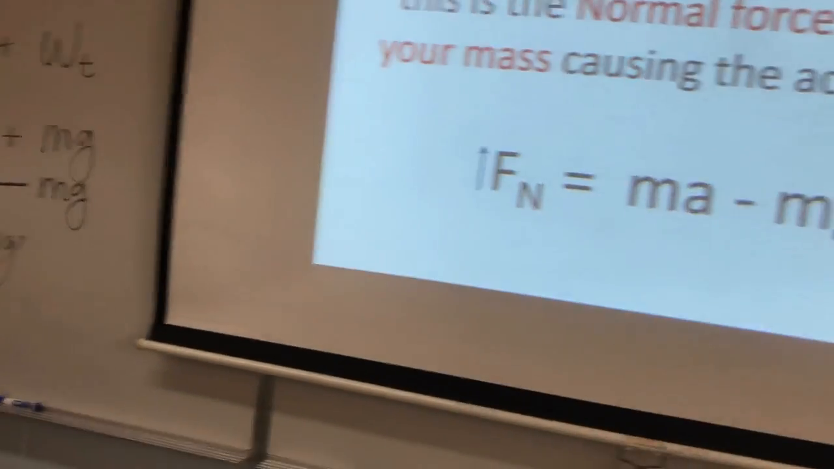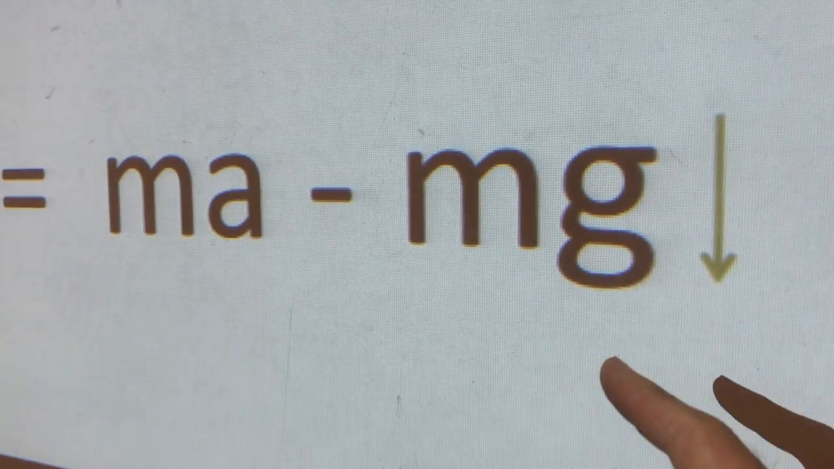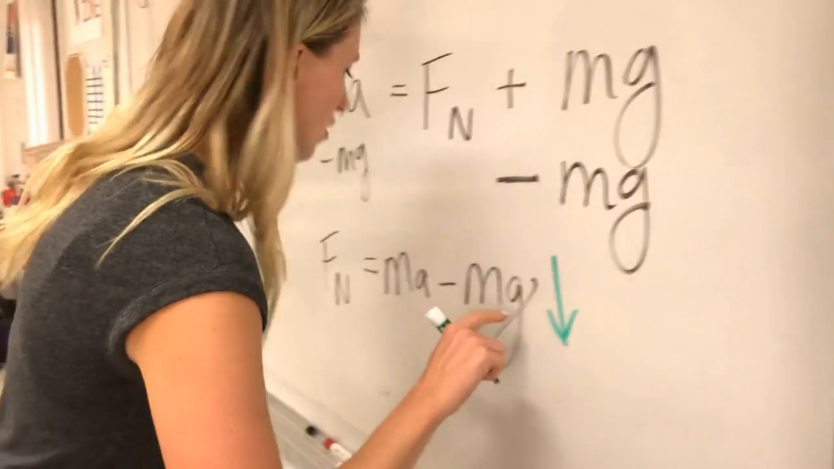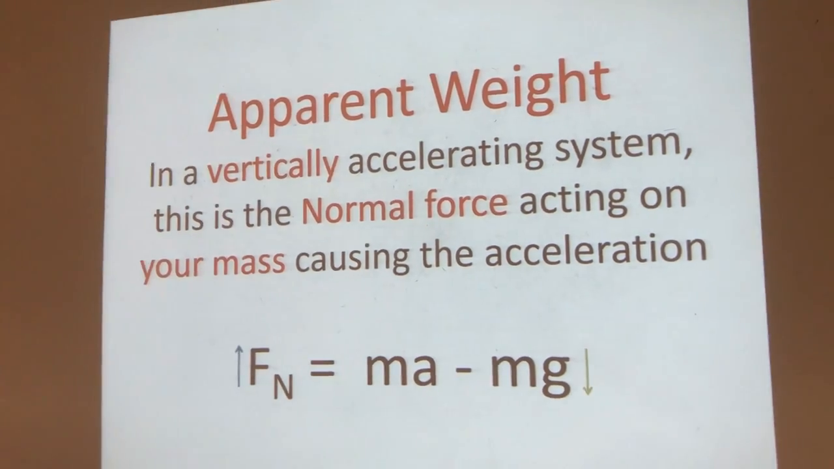And I forgot the arrows. Those arrows are super important. The weight, the force of gravity, is always down, and the normal force is always up. I think that explains that.